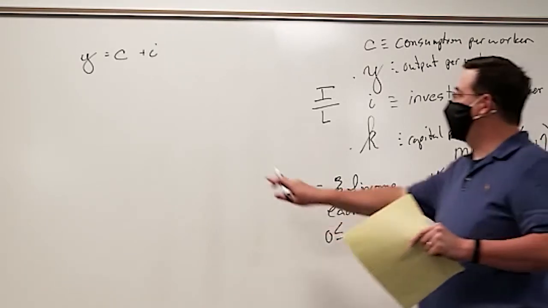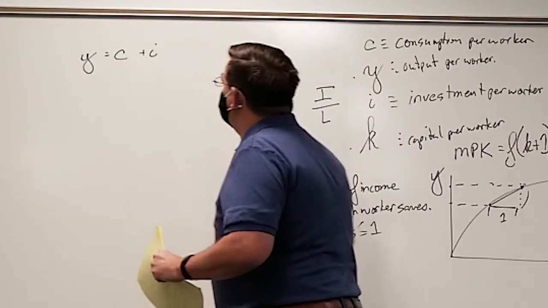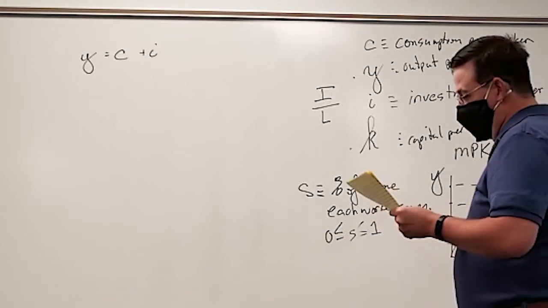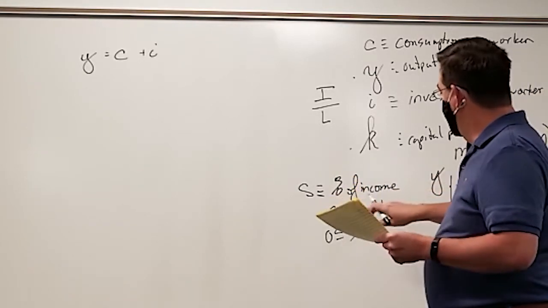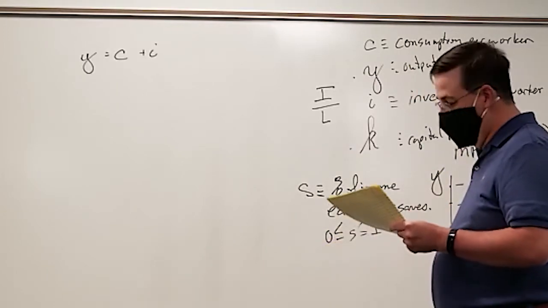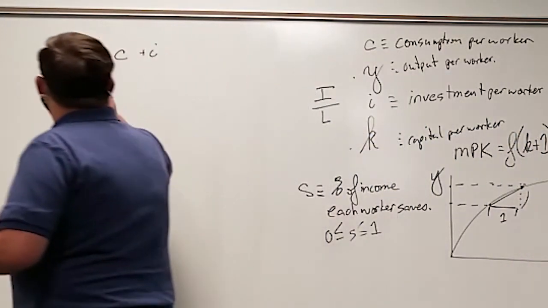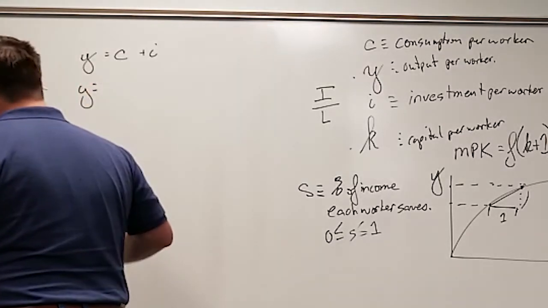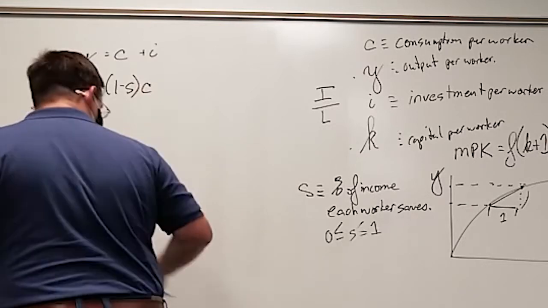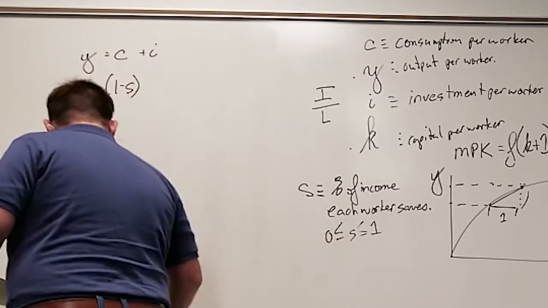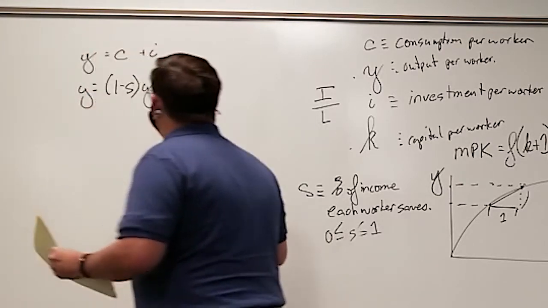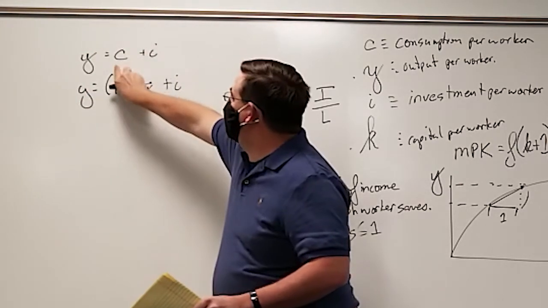Now, what is consumption? The amount that we consume can be referred to as a share of, or the 1 minus the share of our income that each worker saves. In that case, then Y would be equal to 1 minus savings rate times, not C, but Y, plus whatever gets invested in. So this substitutes for this.